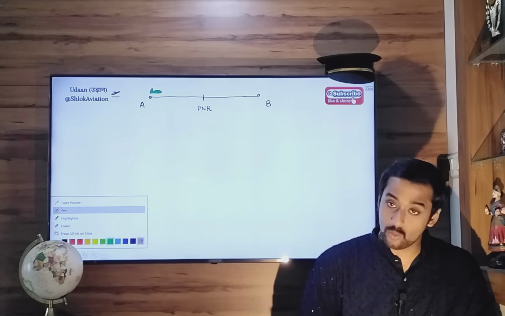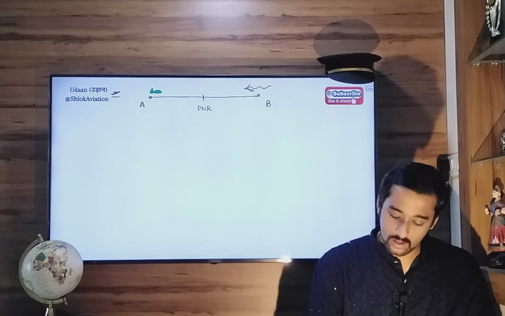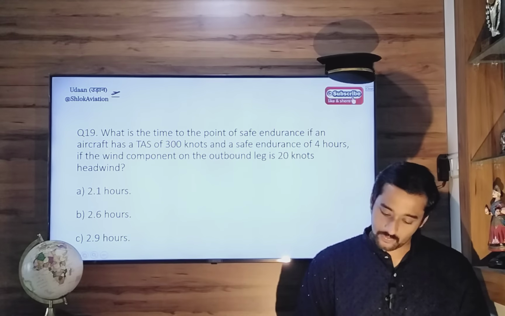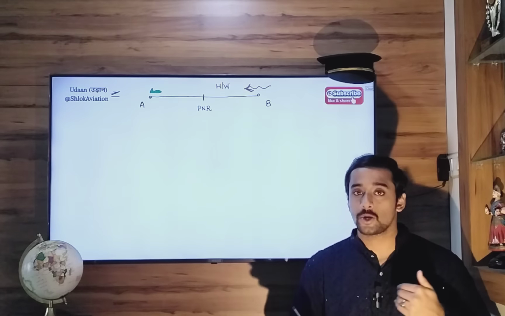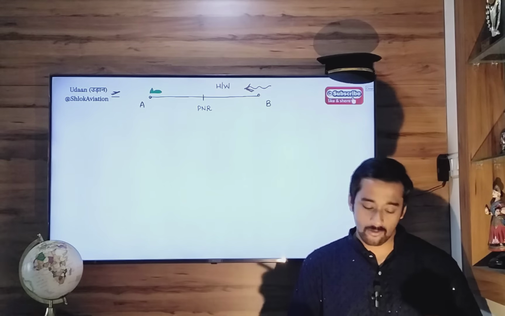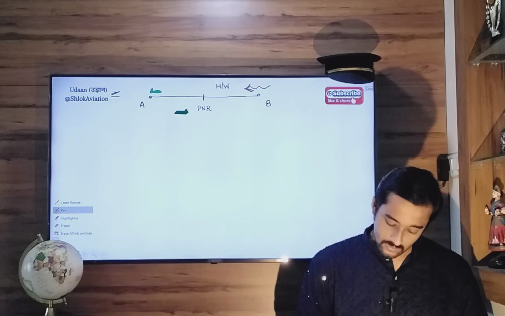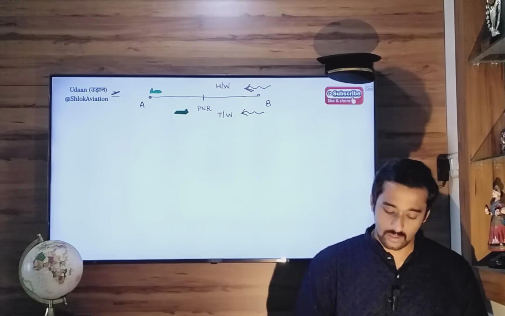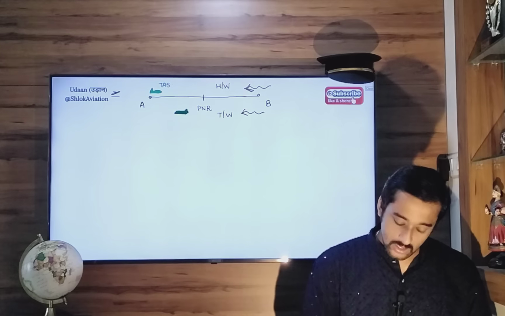you are getting a headwind of 20 knots. Coming inbound, that is when you make a decision of coming back to your departure airport at or before point of no return, your aircraft will be experiencing tailwind. The same wind will act as a tailwind now. Now going outbound, your TAS is 300.